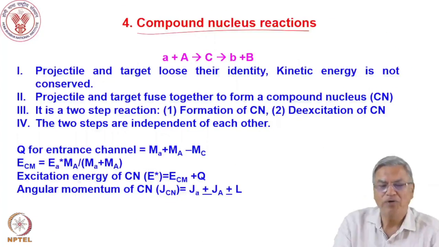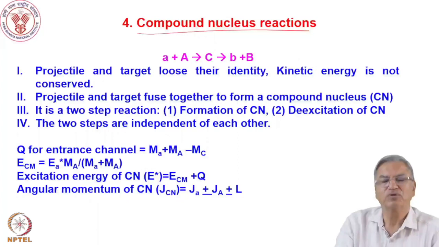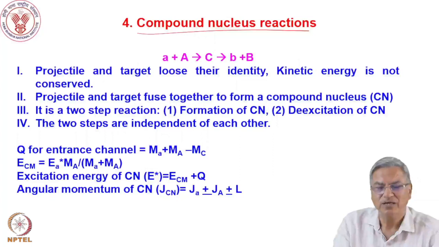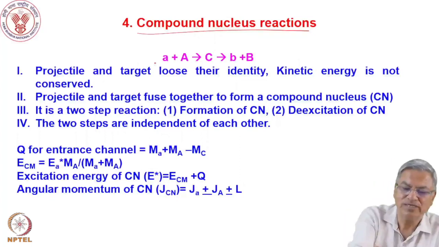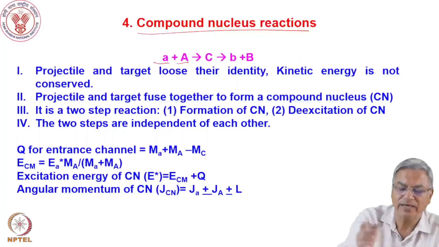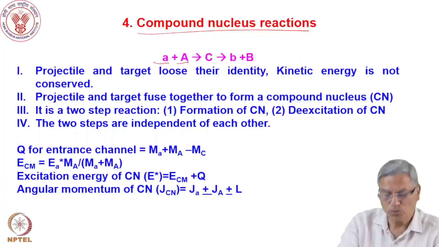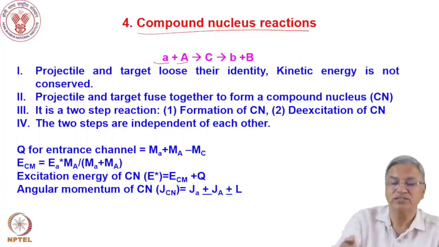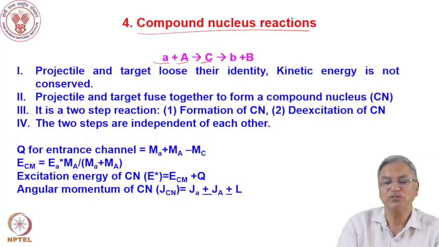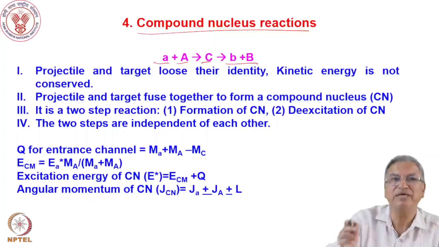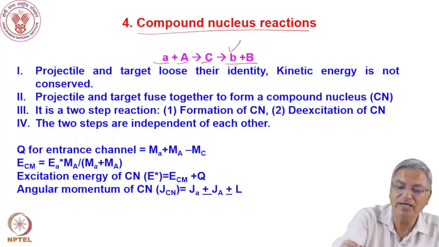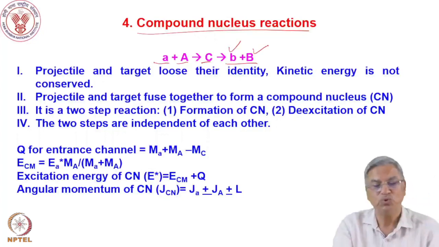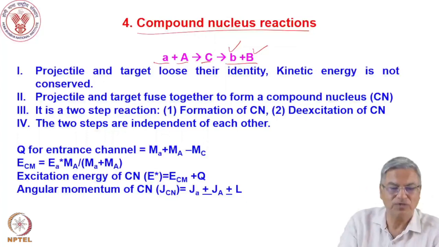Okay, so now I will come to the last nuclear reaction mechanism, and that is the most important one, that is the compound nucleus reactions. In the compound nuclear reaction, the projectile and target fuse together to form a compound nucleus C, and this subsequently will de-excite by emission of particles or gamma rays. So we can say this is an ejectile and this is the heavy residue. We will discuss more on this subsequently.